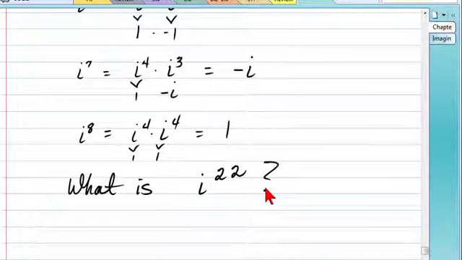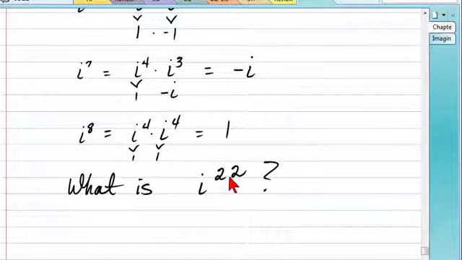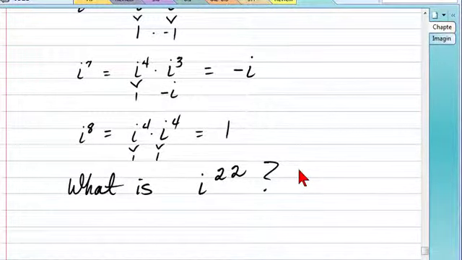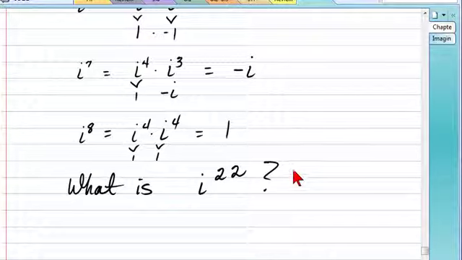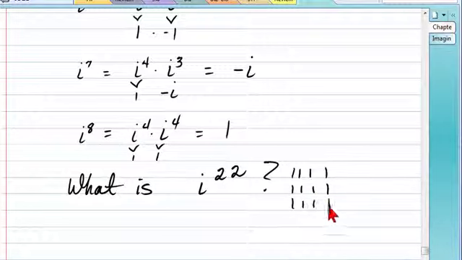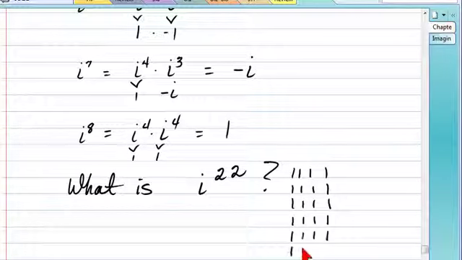Now, here's something you can do. You can just count 4 over and over. So if I said, and I'm just going to sit here and tap, to get to 22, it's going to be 1, 2, 3, 4, 5, 6, 7, 8, 9, 10, 11, 12, 13, 14, 15, 16, 17, 18, 19, 20, 21, 22.